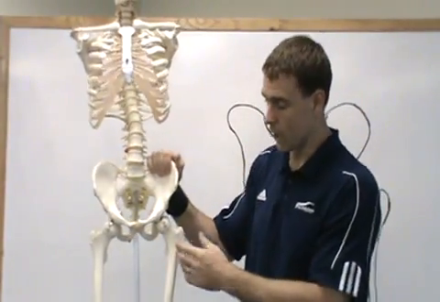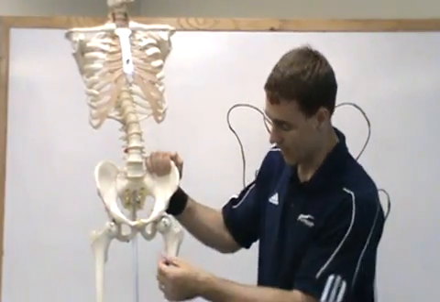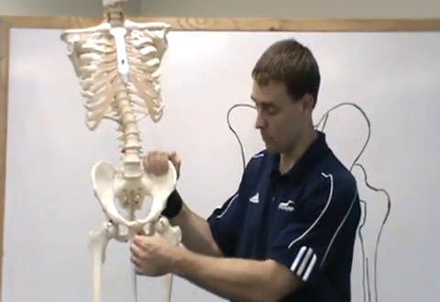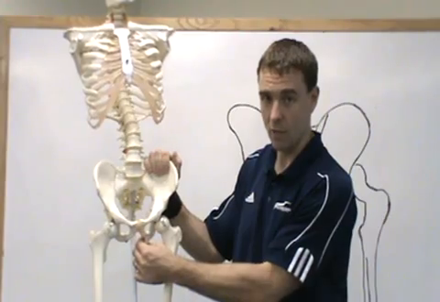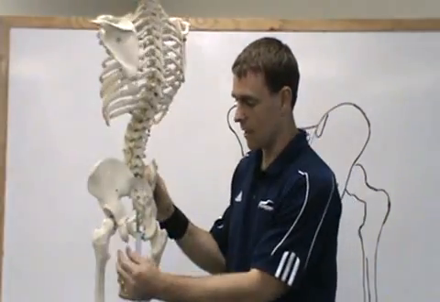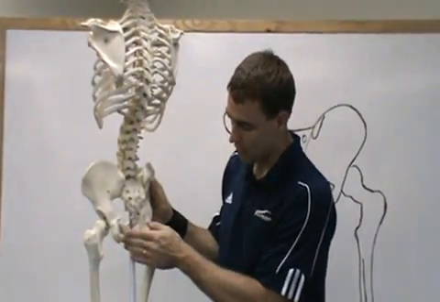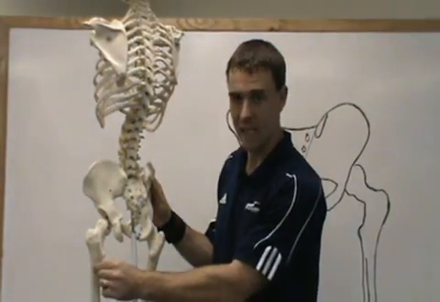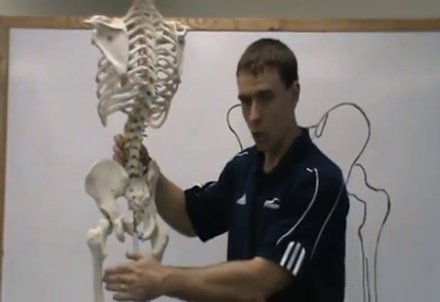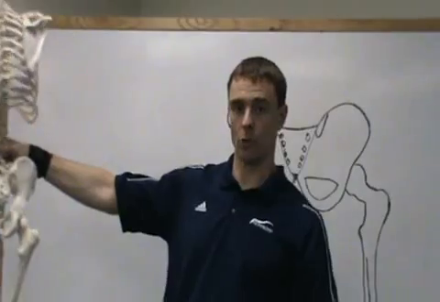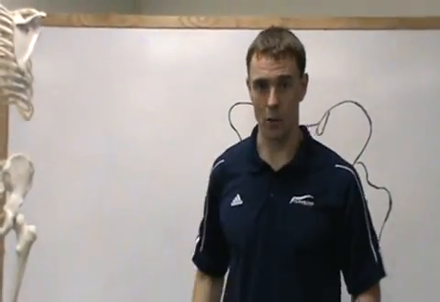Let's start out by looking at the skeleton right here, and then I'll go up onto the board. So the origination for the Adductor Magnus is going to be the inferior ramus of the pubis, the ramus of the ischium, and then the ischial tuberosity. And from there, the fibers are going to run over here to the linea aspera. And then they're going to run all the way down the femur towards the adductor tubercle.